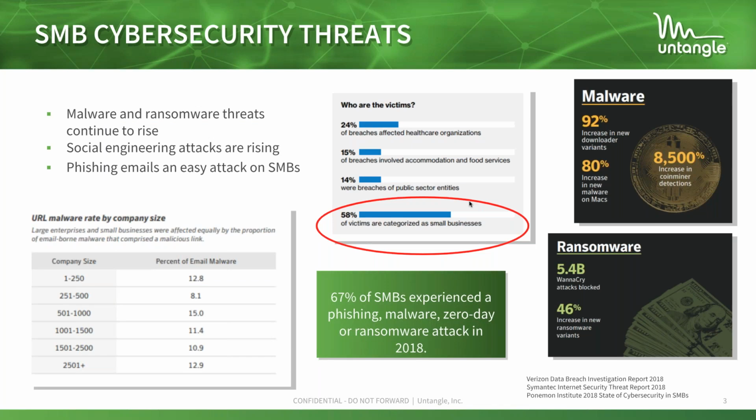As you can see on my screen here, we do have a lot of interesting data for small to medium businesses that experience things like phishing, malware, ransomware, that kind of stuff. Malware and ransomware threats are always on the rise. Social engineering attacks are rising. Phishing emails are still an easy attack vector on small to medium businesses.